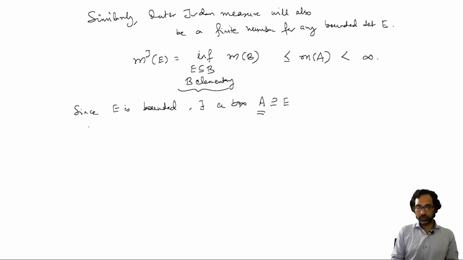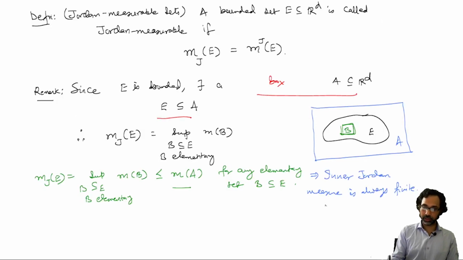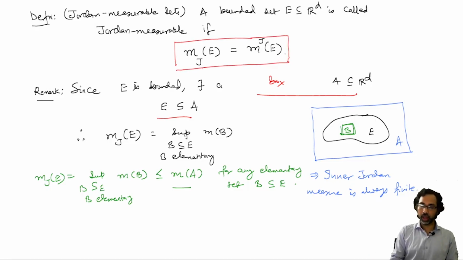Therefore, we see that both inner and outer Jordan measures are always finite, and by definition a set will be called Jordan measurable if these two finite numbers agree, which means that the inner Jordan measure is equal to the outer Jordan measure. So in the next lecture we will see more properties of Jordan measures, outer Jordan measures, inner Jordan measures, and we will give necessary and sufficient conditions for the Jordan measurability of a bounded subset of RD.